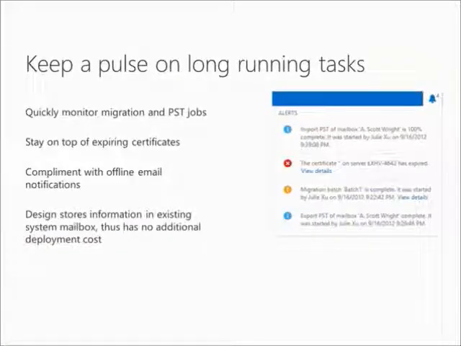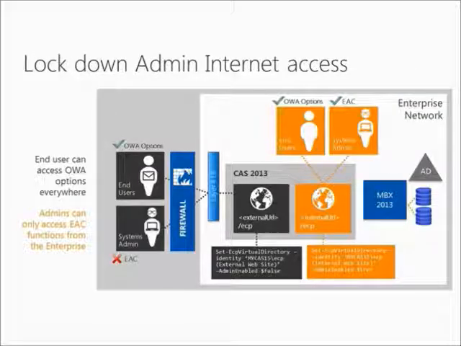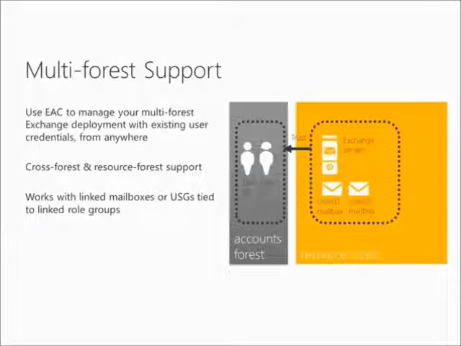What else did I pick out? The notifications feature of EAC that I already mentioned. The ability to lock down admin internet access, an important consideration if we're now connecting to Exchange using HTTP and we're publishing to the internet as well.